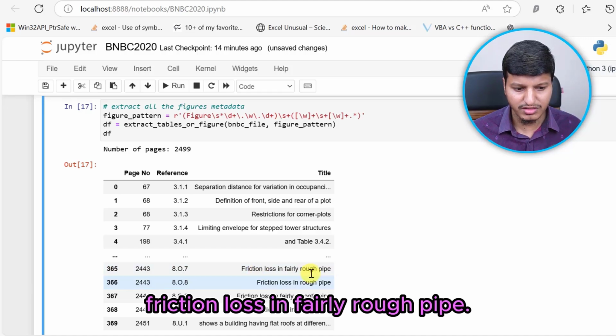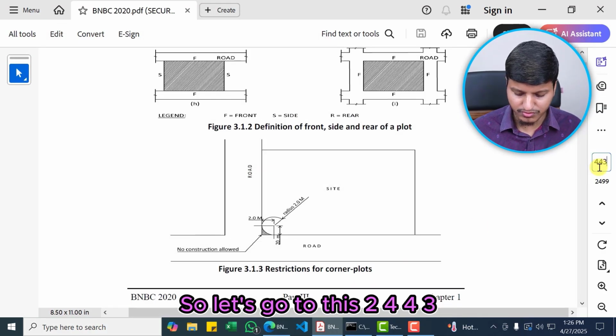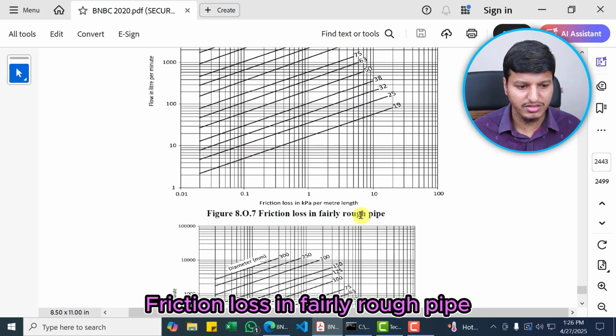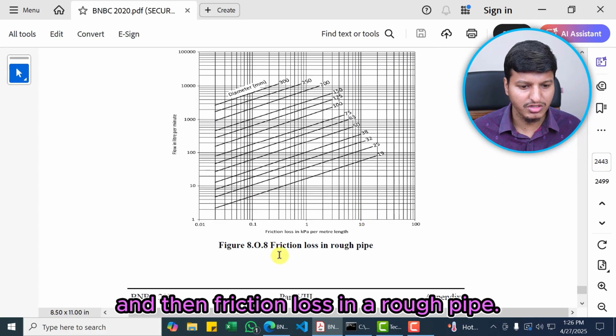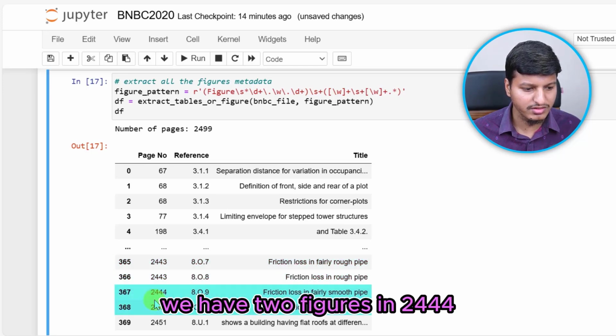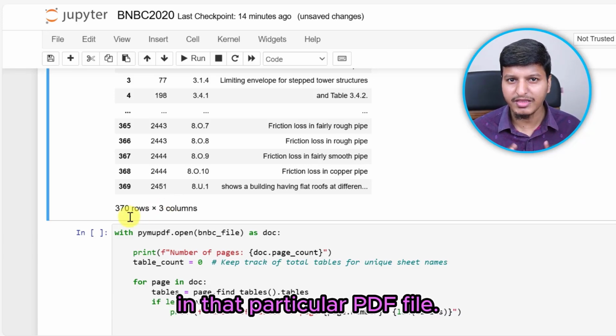loss in fairly rough pipe. So what's the page number? 2443. So let's go to this 2443, and you can see this one, friction loss in fairly rough pipe, and then friction loss in a rough pipe, right? So if you look into this, there are two figures on that particular page. Again, we have two figures on 2444, and there are around 370 different figures in that PDF file.